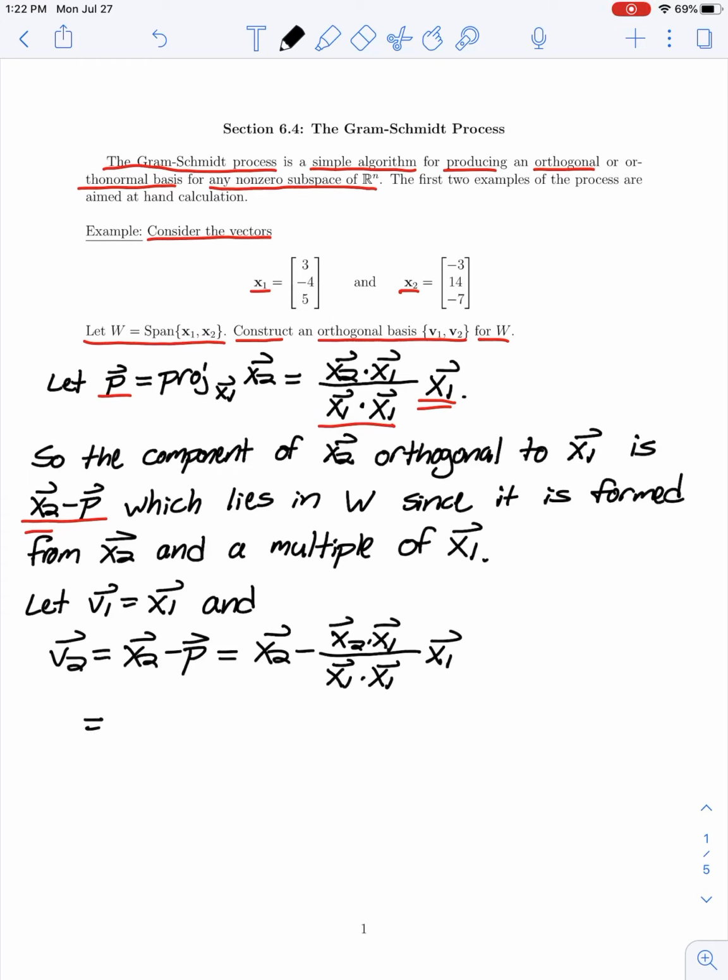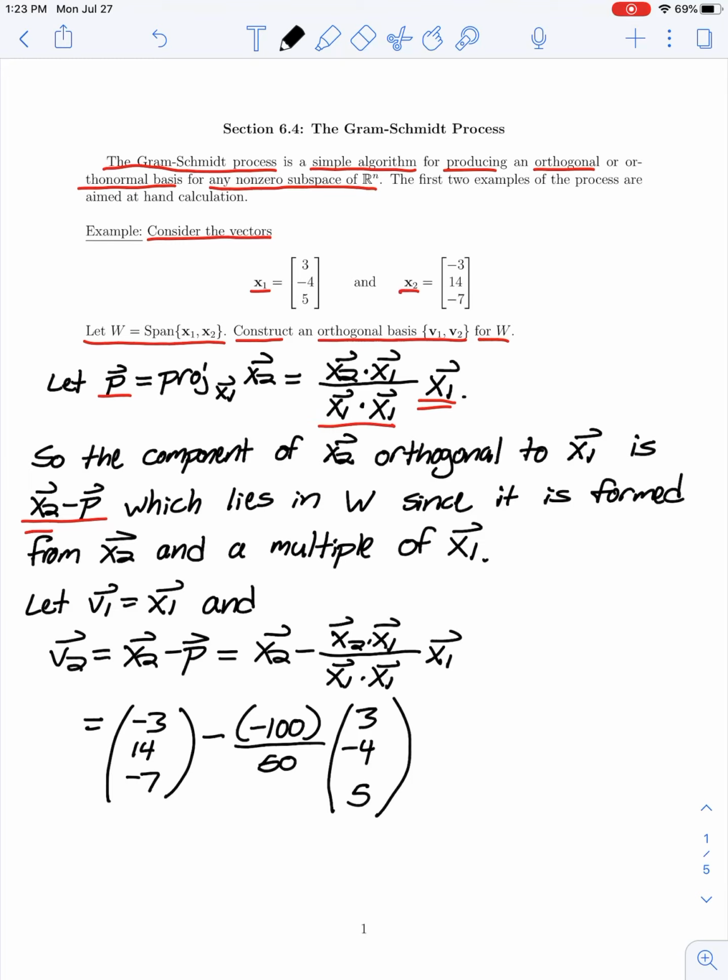So here x2 was the vector -3, 14, -7. And then we are subtracting, let's see, the dot product of x1 with x2, we have -9 minus 56 minus 35, altogether is -100, divided by the dot product of x1 with itself, which is 9 plus 16 plus 25, so 50. And then we're multiplying by x1, which was the vector 3, -4, 5. So out in front here, our scalar, where we're subtracting -100 over 50, that's addition by 2 times the vector x1. So let's see, we have 6 minus 3 would be 3, -8 plus 14 is 6, and then 10 minus 7 is 3. All right.